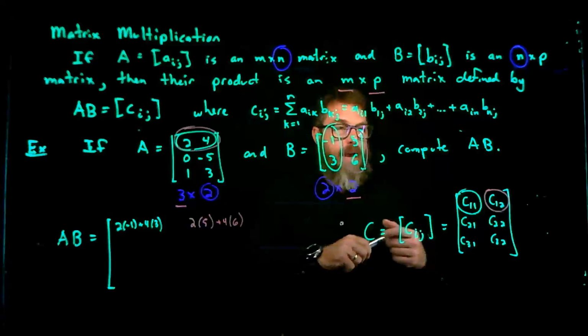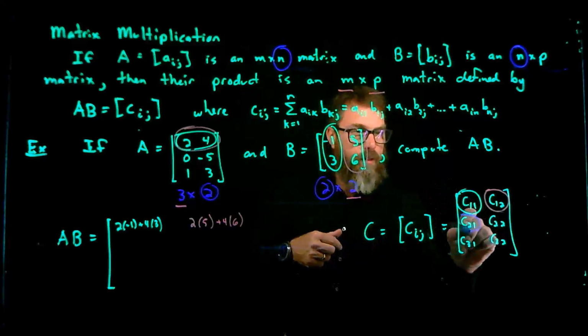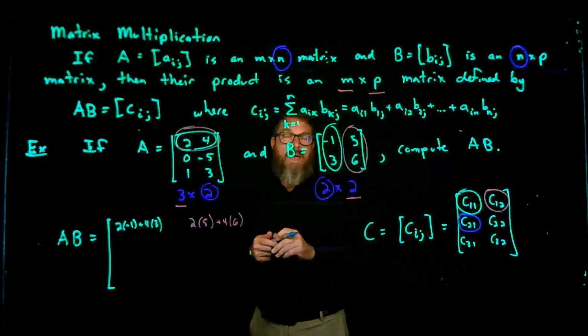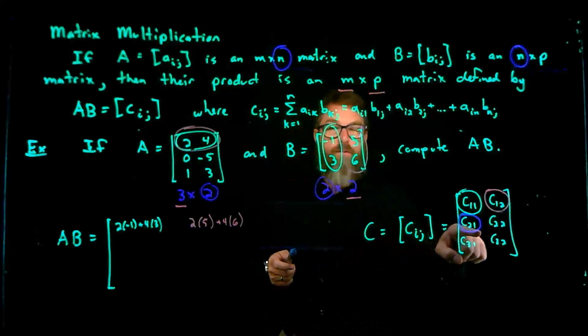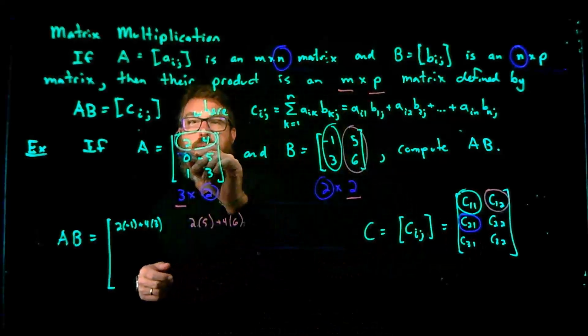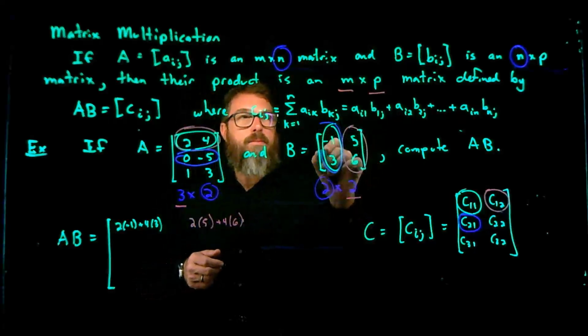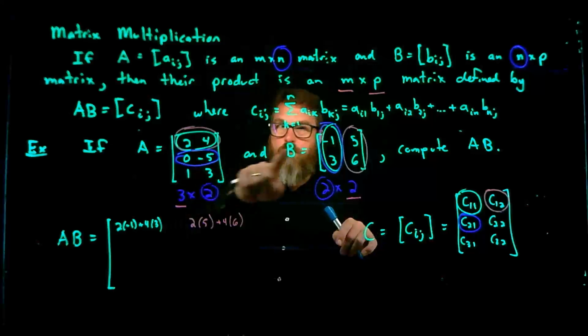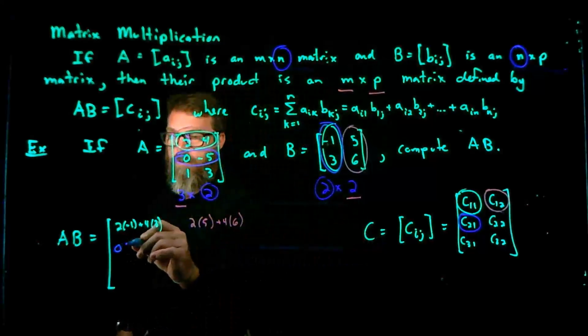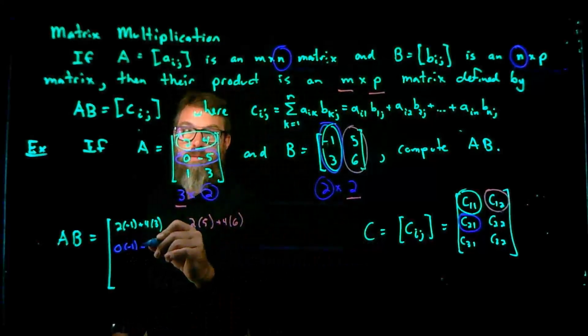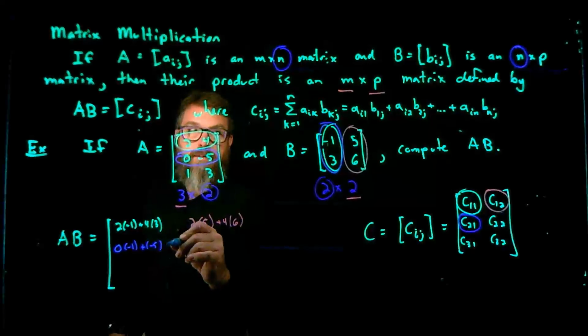Next, how do we find this one? Well, that is in the second row, first column. So this is going to be multiplying the second row by the first column. So we're going to have 0 times negative 1 plus minus 5 times 3.